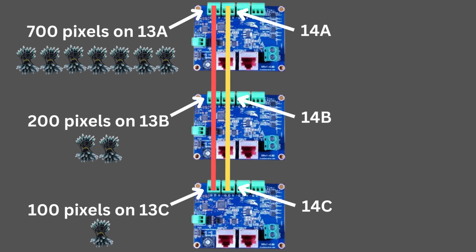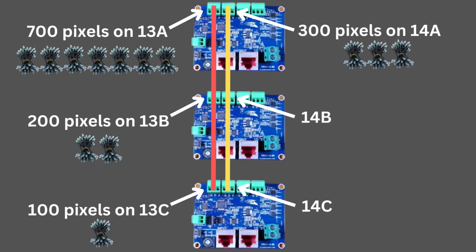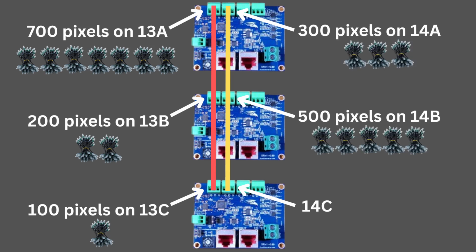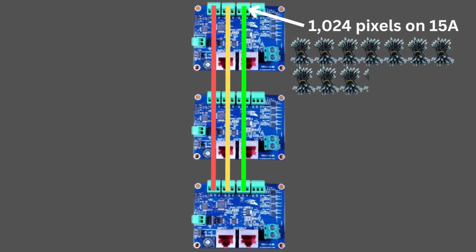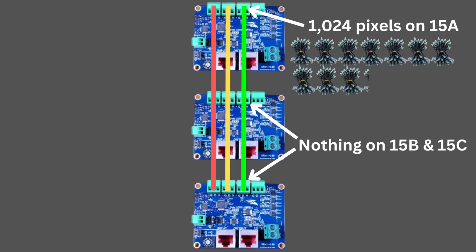Then on 14A, B, and C, I could do something different, like maybe have 300 pixels on 14A, 500 on 14B, and then 50 on 14C. That still is under 1024, so the pixel controller does not care. And then heck, even if you wanted to, you could run 1024 pixels on 15A, but then nothing on 15B or 15C, and the controller would still be happy because you're not going over the limit.